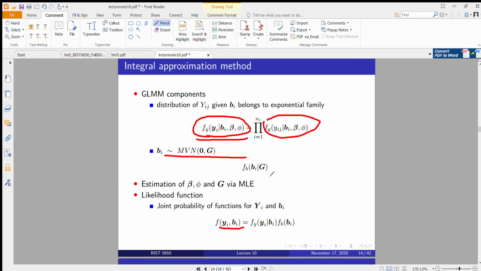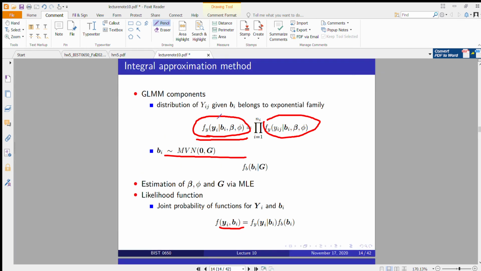The same story here, we have a distribution for Bi, and we have the PDF for Bi. And we know that Yi and Bi are independent, and we have the distribution function for Yi given Bi and for Bi. We multiply them together to get the joint probability function for Yi and Bi. Once we have this function, we can use maximum likelihood estimation to get the estimations for betas and G.